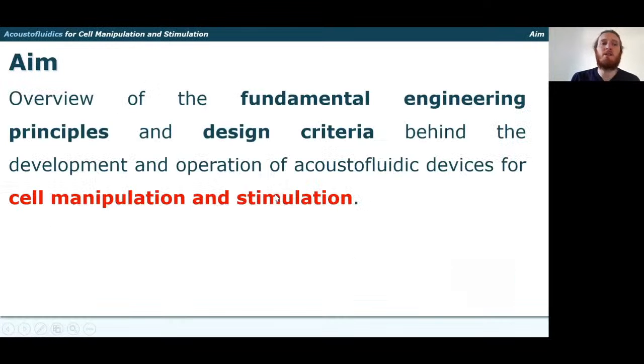So the aim of this presentation is to give you an overview of the fundamental engineering principles and design criteria behind the development and operation of acoustofluidic resonators for applications in the manipulation and stimulation of cells and in some cases tissues.